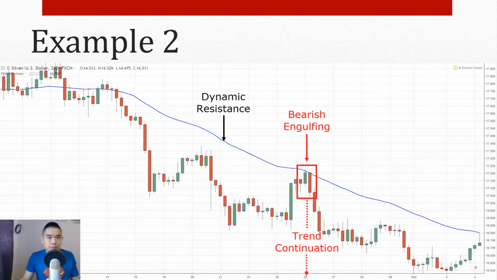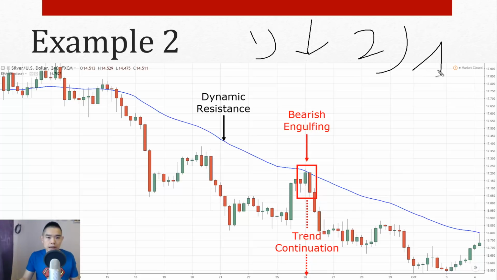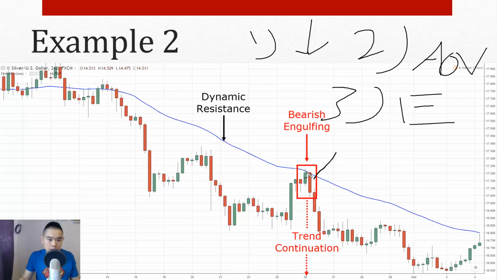Second example, what is the trend? Number 1, what is the trend? Trend is down, a downtrend. You can see that the price is coming down lower. Number 2, where is the area of value? This time around, the area of value is a moving average. This is the 50-period moving average, acting as a dynamic resistance. Number 3, what is your entry trigger? This time around, we have this bearish engulfing pattern. Notice the market closed higher, then the second candle smashed lower, closing near the low. So this is what we call a bearish engulfing pattern.